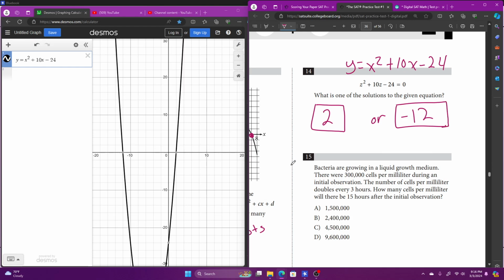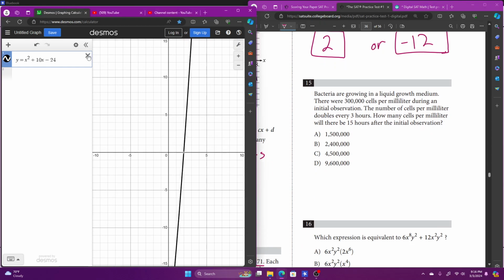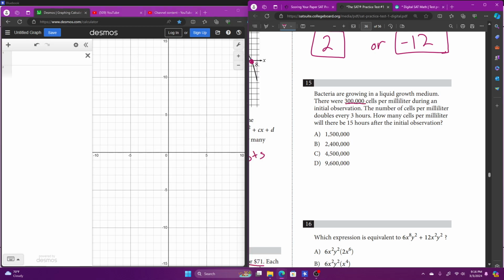And then continuing on to question 15. Bacteria are growing in a liquid growth medium. There were 300,000 cells per milliliter during an initial observation. So they started with 300,000 cells. The number of cells per milliliter doubles every 3 hours.